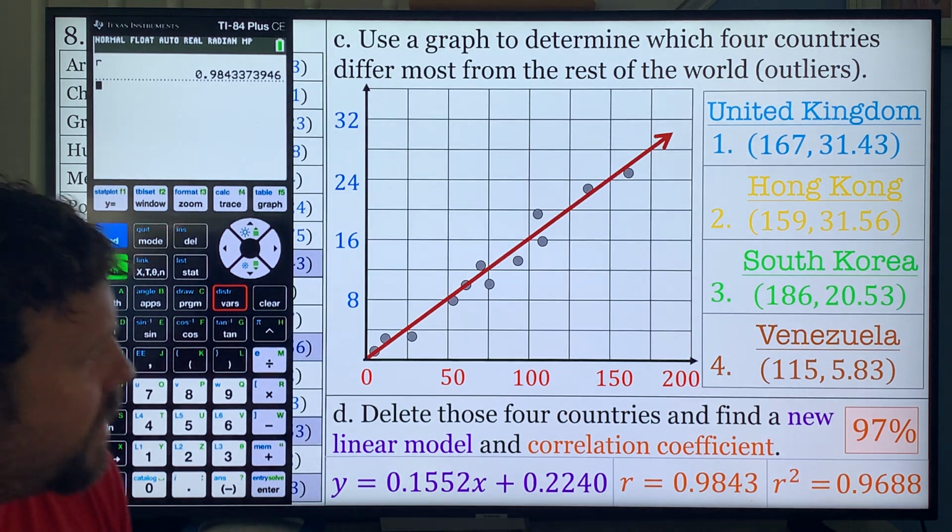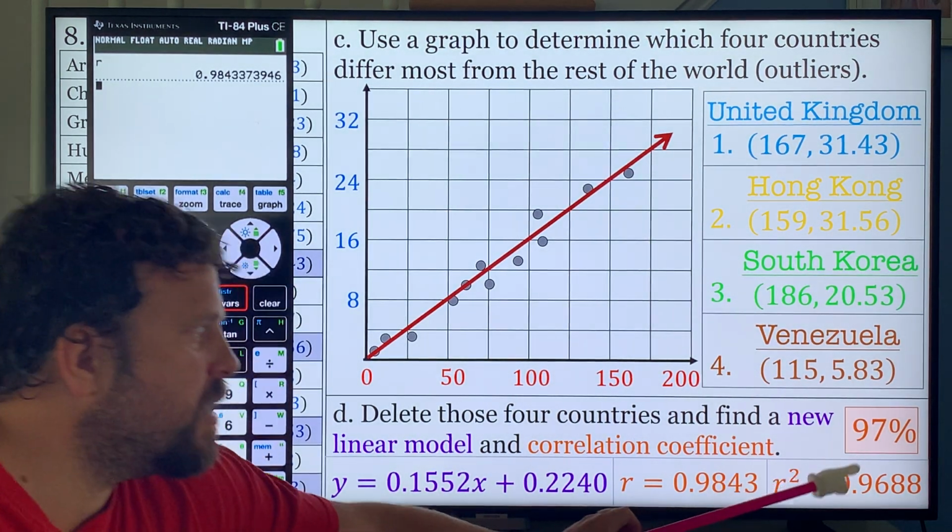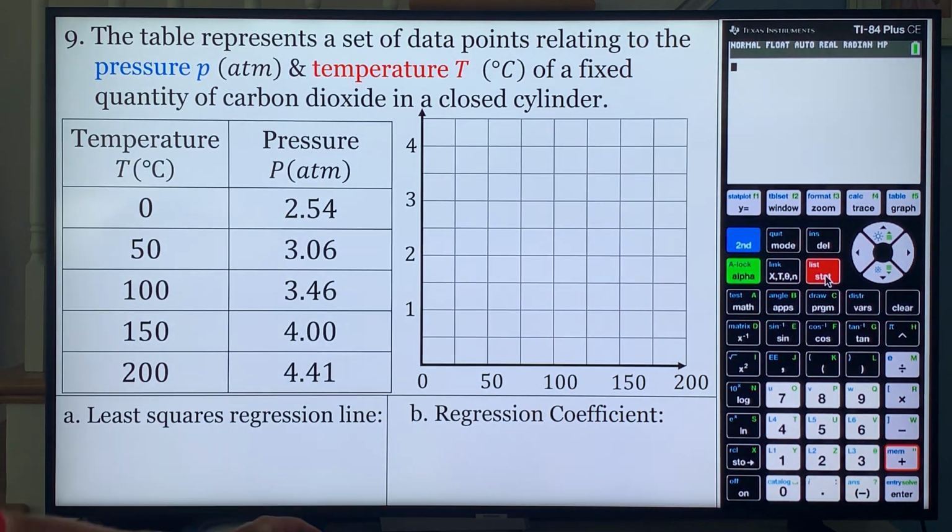All right. That was a little advanced. This is as advanced as we get. See, 97%. All right, ready to go back to the easy problems? All right, problem number 9. The table represents a set of data points relating to the pressure P and temperature T of a fixed quantity of carbon dioxide in a closed cylinder.